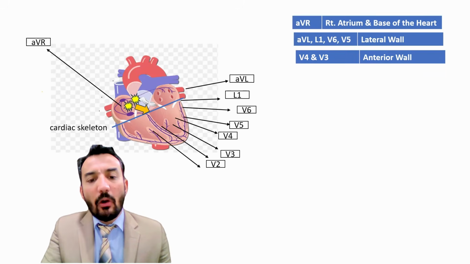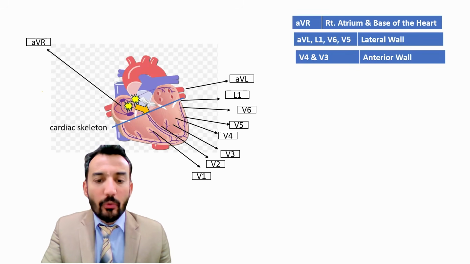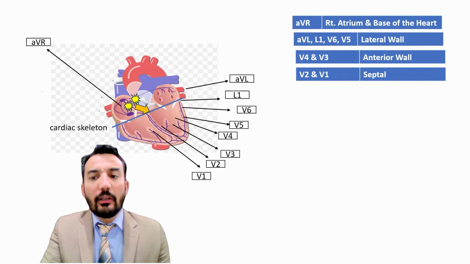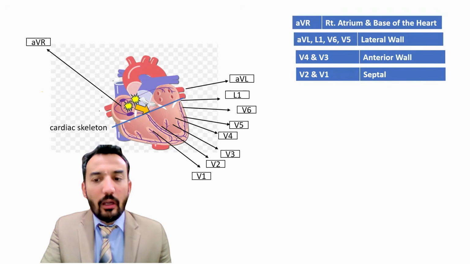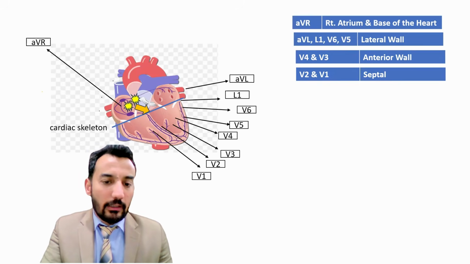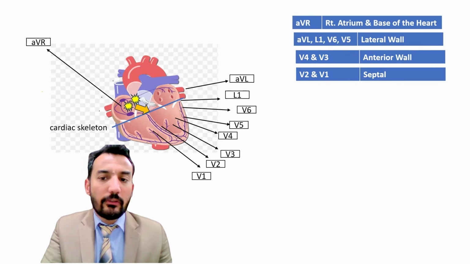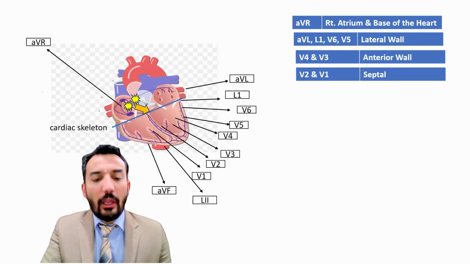Then in the precordial leads, we attach V2 and V1. These V1 and V2 leads provide a septal view of the heart. They are called the septal leads, and any changes in the septum of the heart will be depicted in these two leads. Then we have lead 2, AVF, and lead 3.